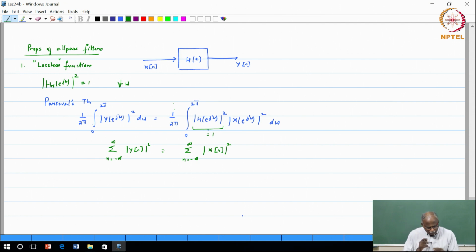The second property that is very important, again I will state it without proof, but please do read up or look up. Again, the result is what is important for us. This is called the maximum modulus theorem of analytic functions, from complex variable theory.